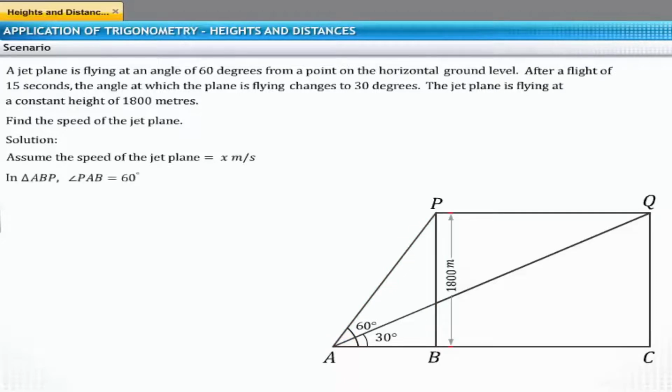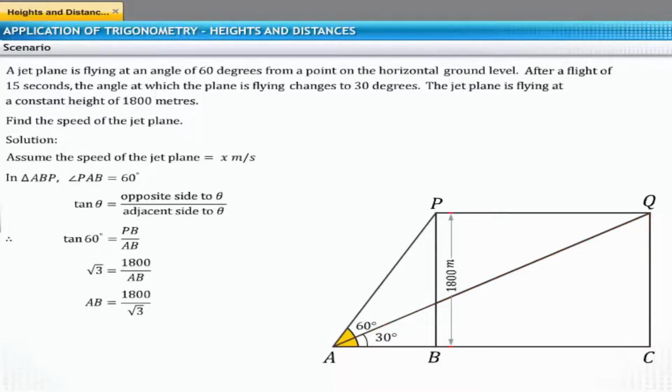Applying trigonometry, we know that tan theta is equal to the opposite side to theta divided by the adjacent side to theta. Therefore, in triangle ABP, tan 60 degrees is equal to PB divided by AB. Recall that tan 60 degrees is equal to the square root of 3 and given PB is equal to 1,800. Substituting these values and simplifying, we get AB is equal to 600 root 3 meters.